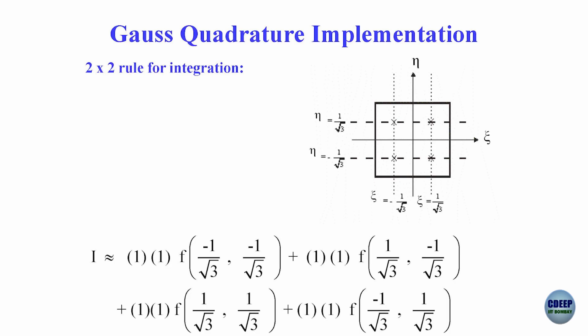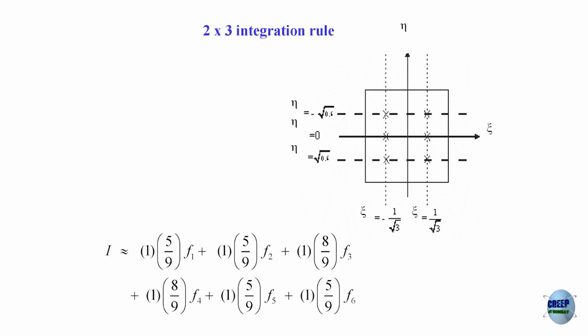It is not necessary that you have the same number of points along zeta and eta. If in your shape functions zeta has higher degree terms compared to eta, then you can change that also in the integration rule. I have just illustrated here a 2, 3 rule: 2 points along zeta, but 3 points along eta. It is up to you how you do it. The weights will be different, and the sampling points will be different. You get the basic idea of how the Gauss quadrature method works.